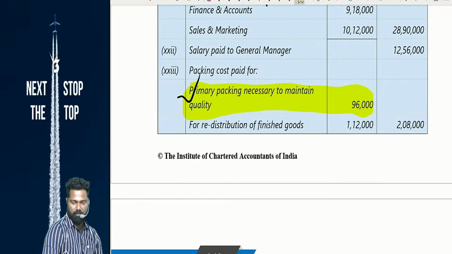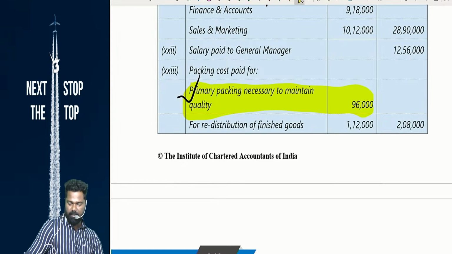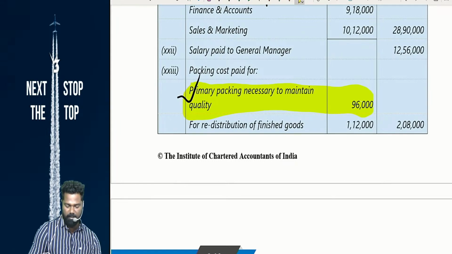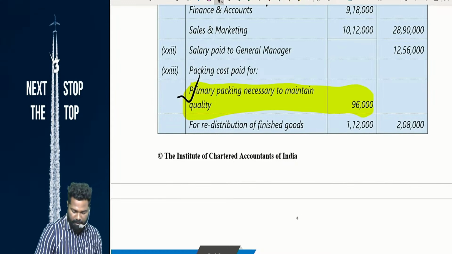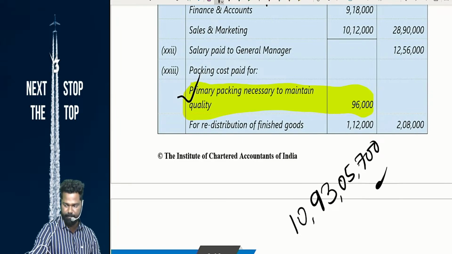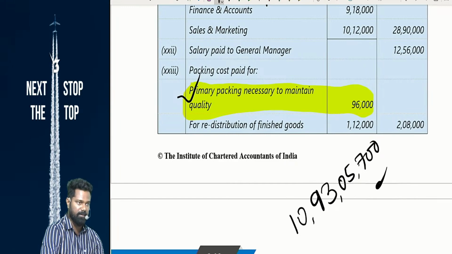Tell me, what is the net amount? Tell me how much is the cost of production? Everybody calculate and tell me. It should be 10 crore 93 lakhs 5,700. Yes, it is coming along with my answer. Yes, my answer is also the same. It's 10 crore 93 lakhs 5,700.